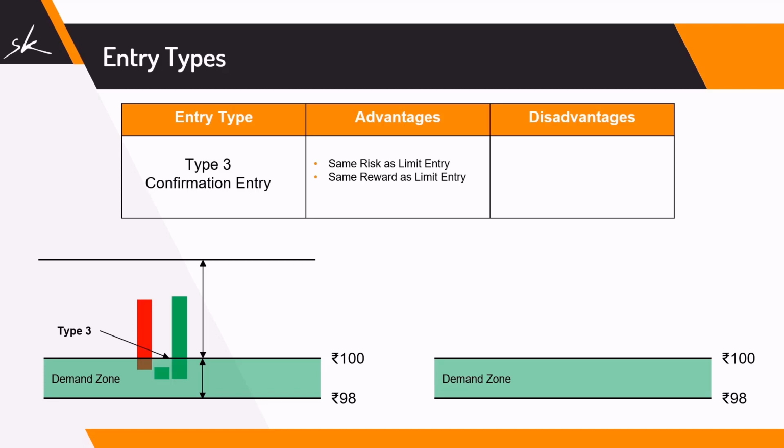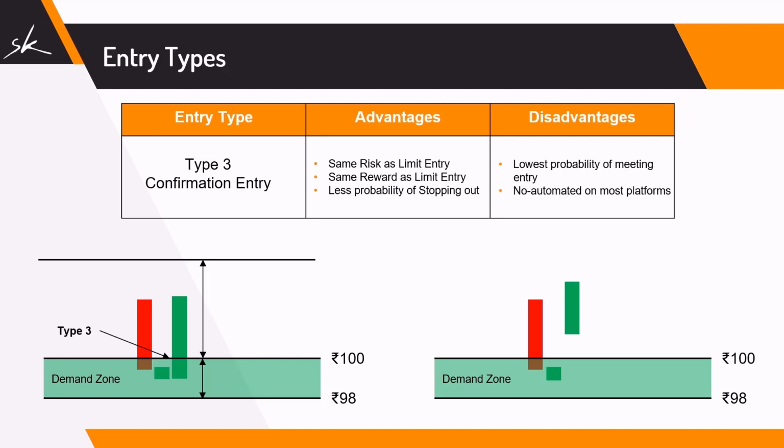Since we are waiting for a double confirmation, bullish or very bullish candle inside of the zone and price leaving the zone, type 3 entries have less probability of stopping out. Many times prices can just touch the zone and move away, or after forming a bullish or a very bullish candle, gap beyond the zone. This is why confirmation entries have the lowest probability of getting the fill. Because we have to wait for the bullish or the very bullish candle, confirmation entries cannot be automated.